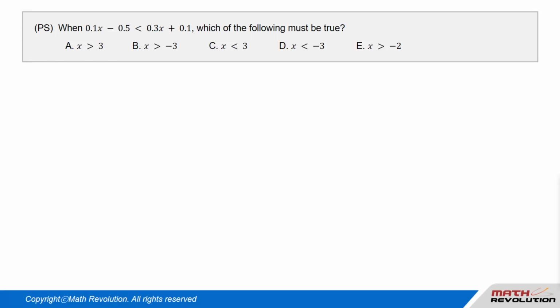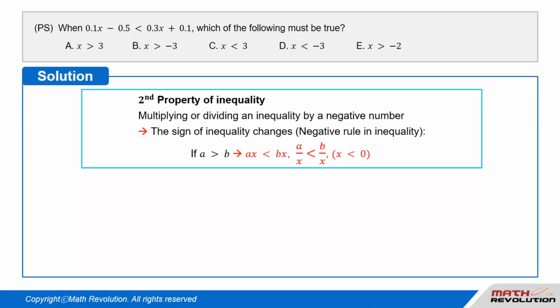Question. When 0.1 times x minus 0.5 is less than 0.3 times x plus 0.1, which of the following must be true? Solution. The second property of inequality.